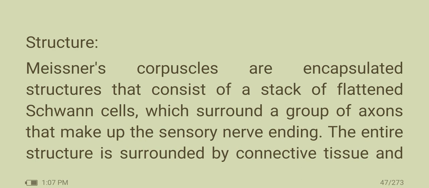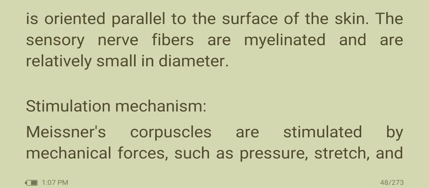So, structure. Meissner's corpuscles are encapsulated structures that consist of a stack of flattened Schwann cells which surround a group of axons that make up the sensory nerve ending. The entire structure is surrounded by connective tissue and is oriented parallel to the surface of the skin. The sensory nerve fibers are myelinated and are relatively small in diameter.